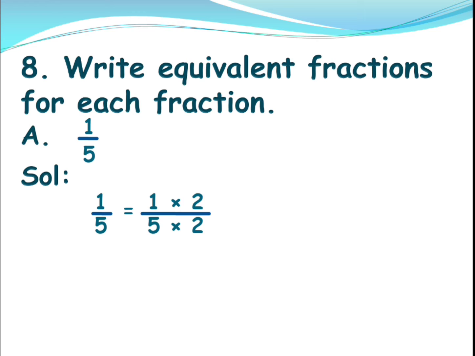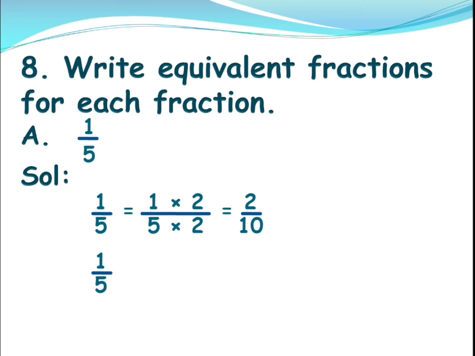It's not compulsory that you have to multiply with only 2. No. You can multiply with 3, 4, 5, 10, 100, 99. It's your wish. Okay, any number, but it should be multiplied to numerator as well as denominator. So 1 into 2 will be equal to 2, and in denominator you have 5 into 2, that is 10. That means 1 by 5 is equal to 2 by 10, that is 2 by 10 is the equivalent fraction for 1 by 5.